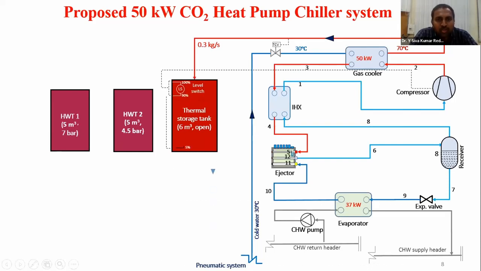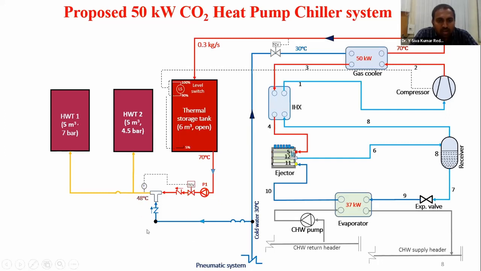And there is a level switch also included in the tank. Whenever the level drops to 95%, this level switch will actuate the compressor so that the heat pump starts working and supplies the hot water. Whenever it gets to 100%, it actuates the compressor and it gets switched off. So in this way, this level switch actuates the compressor. After being stored, this hot water from the thermal storage tank will be supplied to the hot water storage tanks after mixing with the cold water.